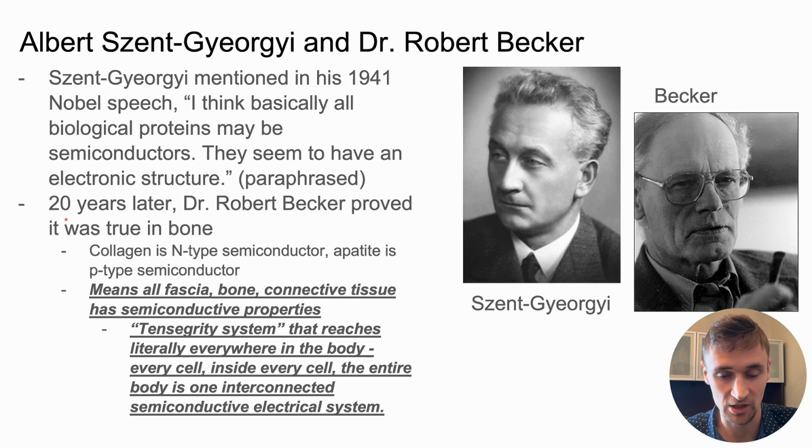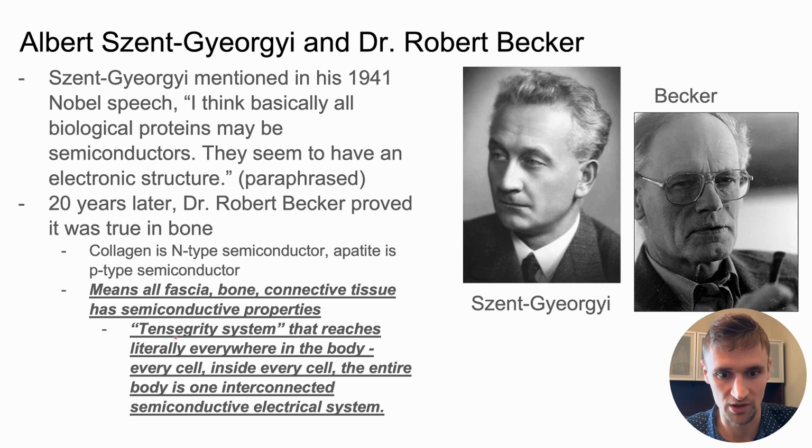And what's interesting is Dr. Robert Becker was actually a medical student at the time in the crowd listening to this speech. And 20 years later, he basically proved that it was true in bone. And so he found that collagen is the N-type semiconductor and apatite is the P-type semiconductor. And so what this means is that all fascia, all bone, and all connective tissue in the human body has semiconductive properties. And that's where this word, and Dr. Jack Kruse actually used this word.